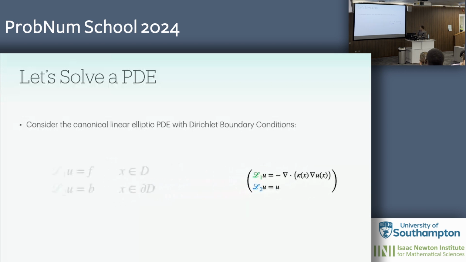So the overall PDE just turns into L1U equals F and L2U equals B on respective portions of the domain. I'm focusing on just an interior and a boundary condition here to simplify the exposition, but I want to make the point that I could, in theory, introduce arbitrarily many of these different conditions, different PDEs, and the structure that is going to emerge on the next few slides gets a bit more complicated, but still is basically the same.